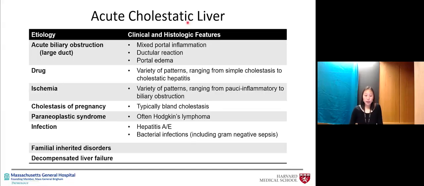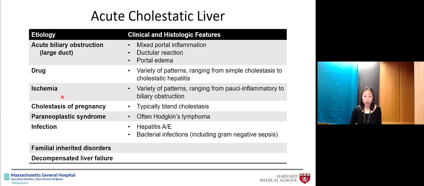So when we talk about an acute cholestatic liver, there's a couple of etiologies that we want to think about. So in this case, we've discussed these acute biliary obstructive findings of this triad of a mixed portal inflammatory infiltrate, ductal reaction, and marked portal edema. Other things that you might think about would be a drug reaction. Now, drug reactions come with a variety of histologic patterns, including a biliary obstructive type pattern, but more commonly more of a simple cholestatic or cholestatic hepatitis.